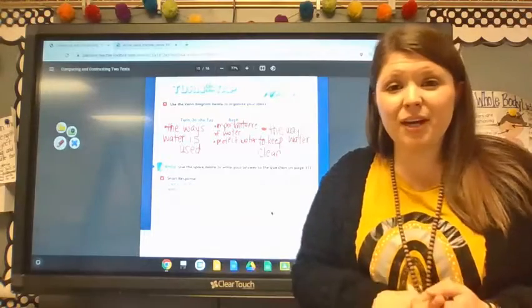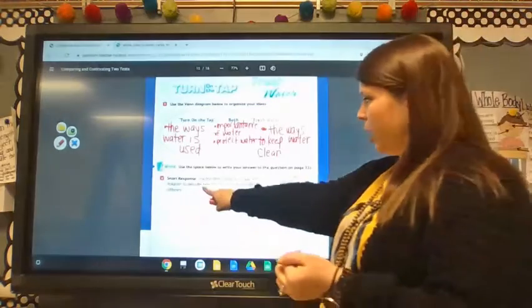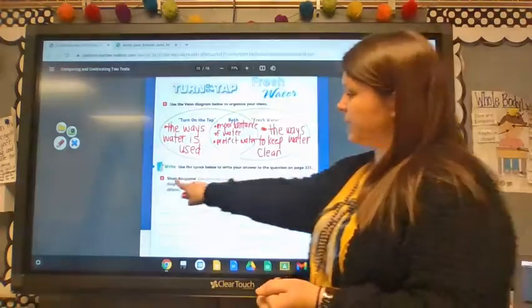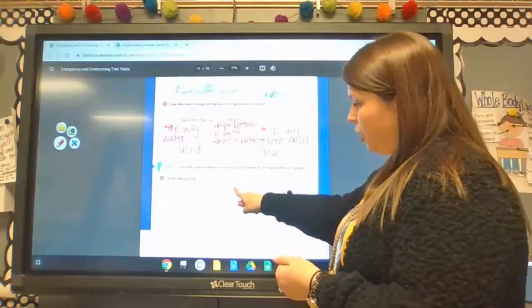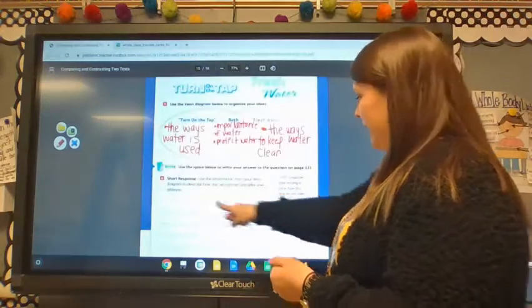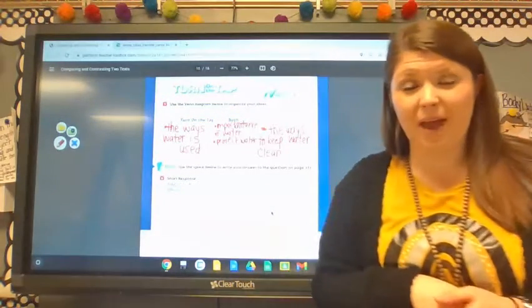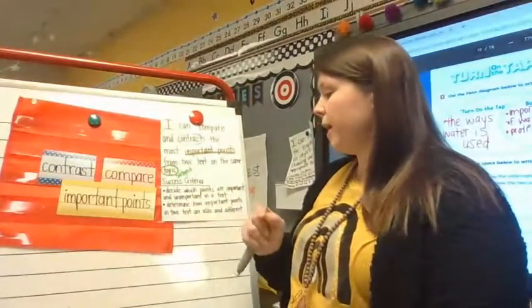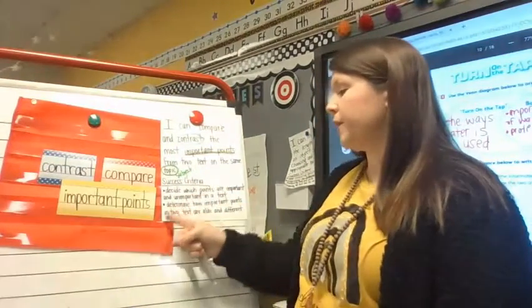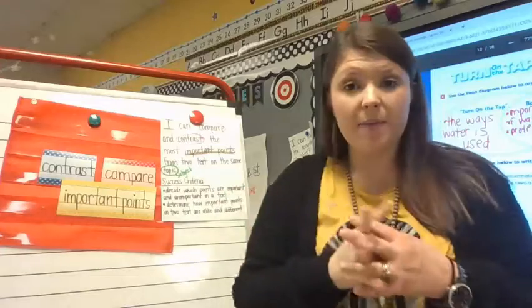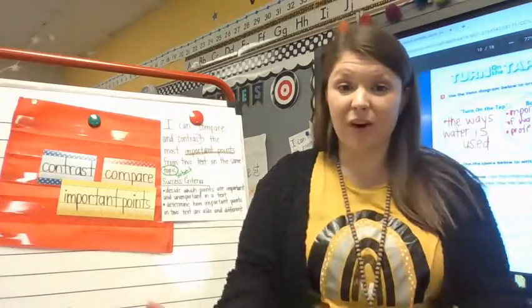All right, guys, now you're going to answer the short response question. Use the information from your Venn diagram to describe how the two articles are alike and different, okay? That will go back to our success criteria of being able to determine how important points in two texts are alike and how the important points are different.